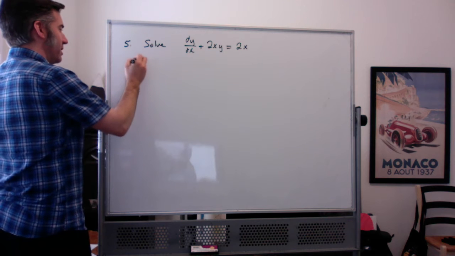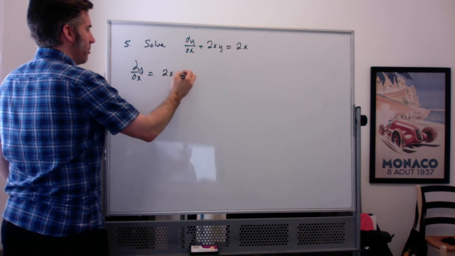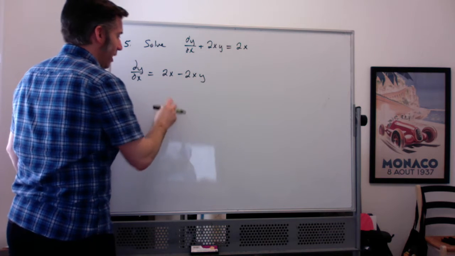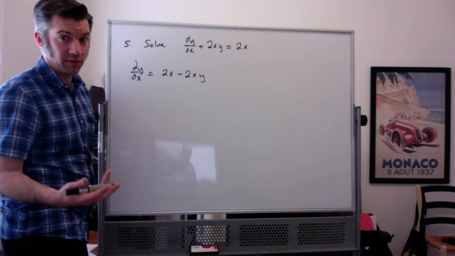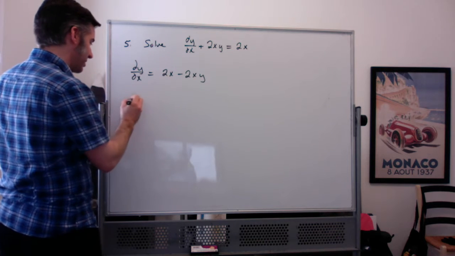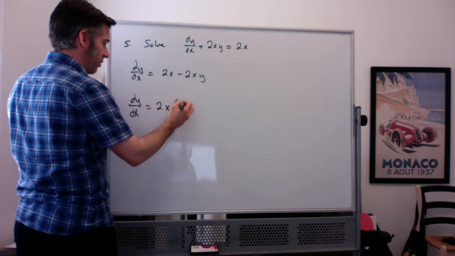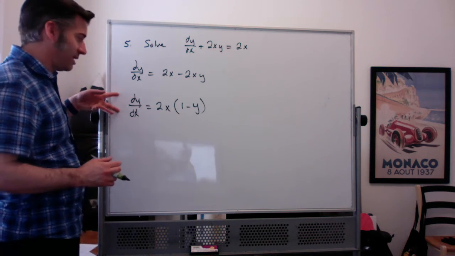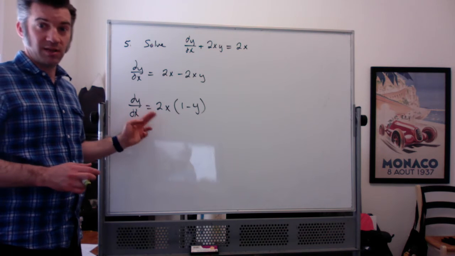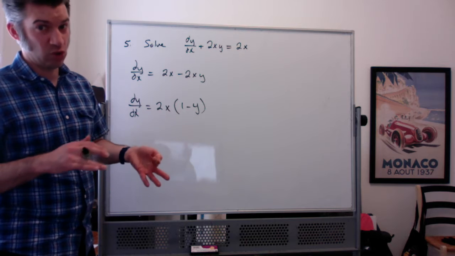If we isolate dy/dx, it's equal to 2x minus 2xy, and we can definitely write this right-hand side as a function of x times a function of y. I can factor out the 2x. I'm left with a 1 minus y. So if you can isolate dy/dx and write the other side as some things with just x's times some things with just y's, you can separate variables, and you should.